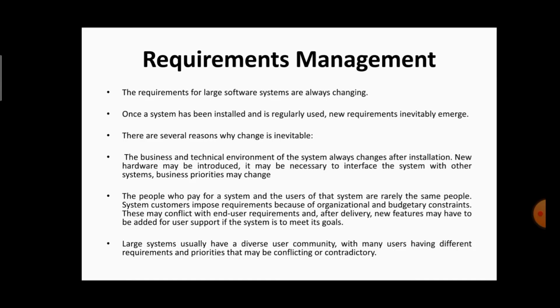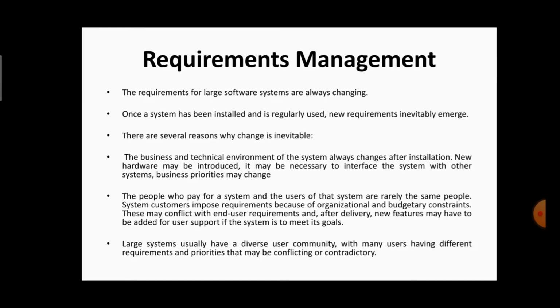Getting, guys? Right? And the next thing, the people who pay for a system and the users of the system are rarely the same people. Obviously, the people who want to use the software will pay for it, right? So system customers may impose requirements because of organizational and budgetary constraints. So a requirement change may happen due to organization and company changes, and budget constraints also. Due to costs also, the requirements may change, right? So these are the reasons.